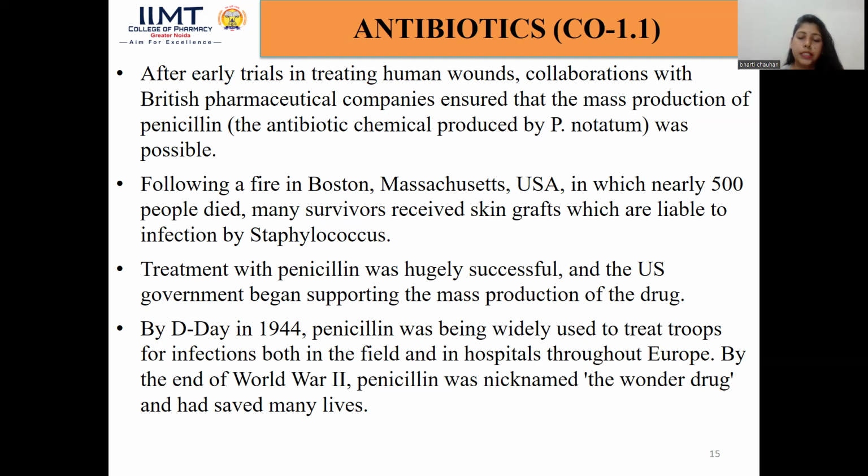And next, treatment with penicillin was hugely successful, and the US government began supporting the mass production of the drug. By D-Day in 1944, penicillin was being used in World War II, treating troops on the fields and in hospitals throughout Europe.